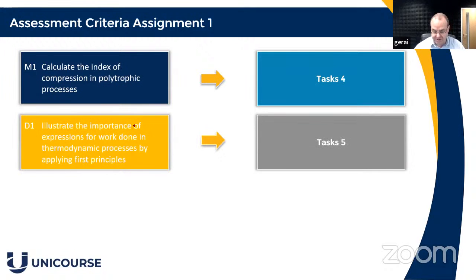And finally, D1, which is the distinction requirement, is to illustrate the importance of expression for work done in a thermodynamic process by applying the first principle. So we're going to look at a pressure volume diagram and establish how we can determine the work done during those processes. So that's addressed in task number 5.